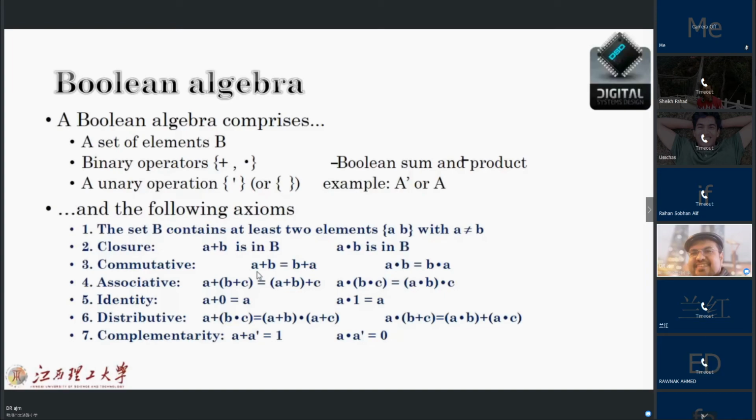We have the rule which is more important, rule number six, we call it distributive. A plus (B dot C) is equal to (A plus B) dot (A plus C). And A dot (B plus C) is equal to A dot B plus A dot C. And another more important rule, rule number seven, is that A plus A bar is equal to one, and A dot A bar is equal to zero.